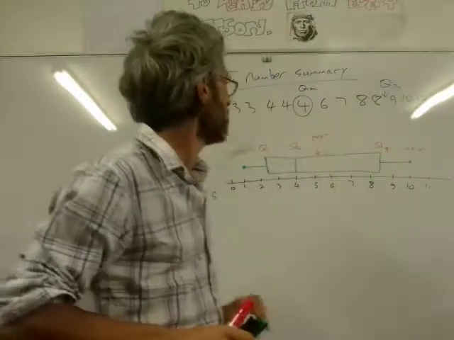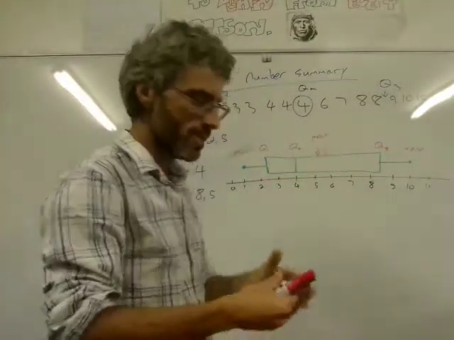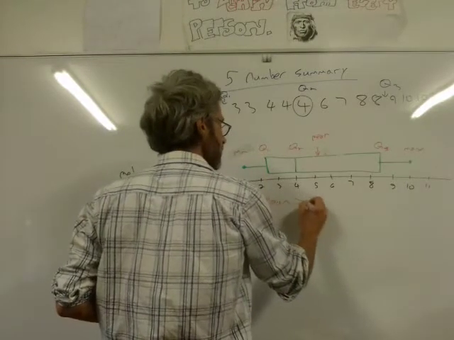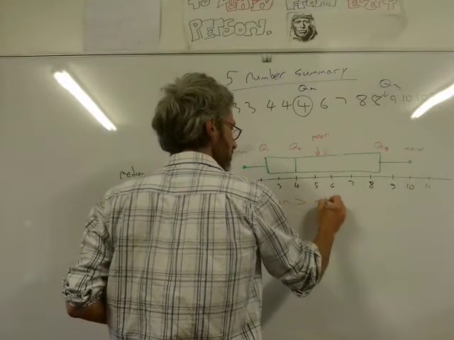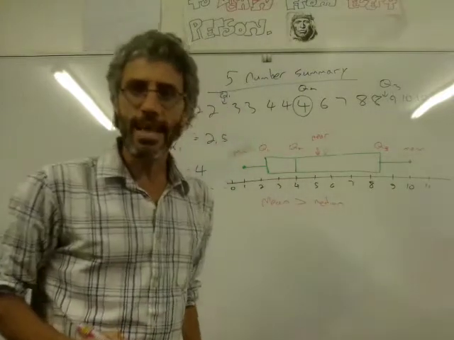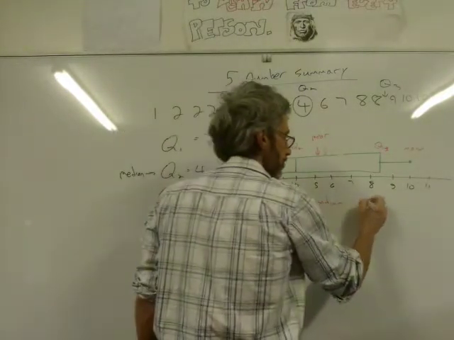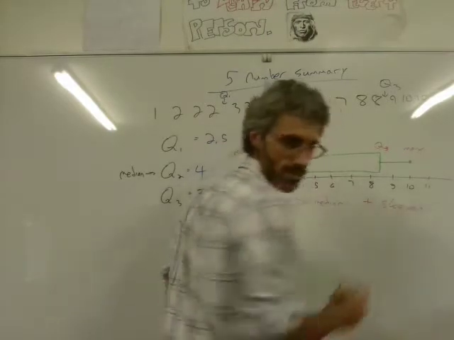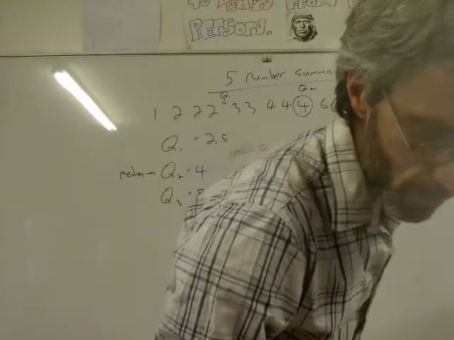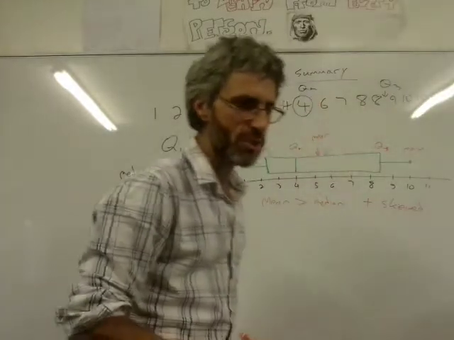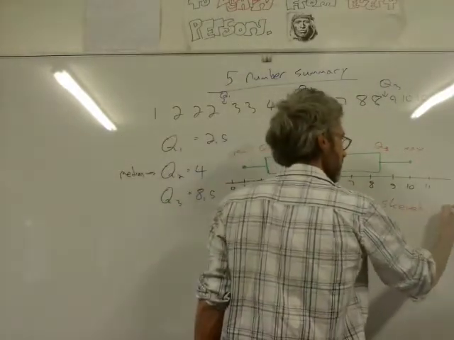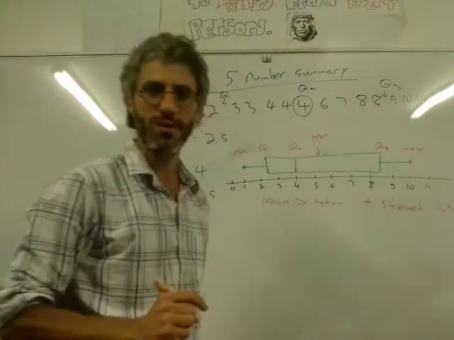So put it above. Now you can see the mean is larger than the median. In this case, we call it positively skewed. Yes, I spelled it correctly. So the data is positively skewed. Plus, for me, positive.